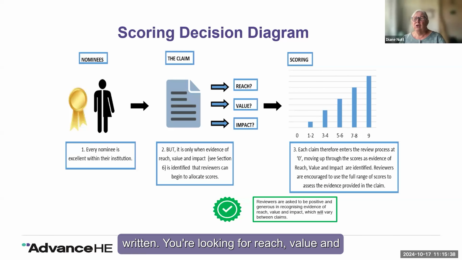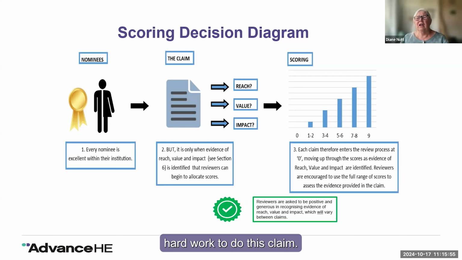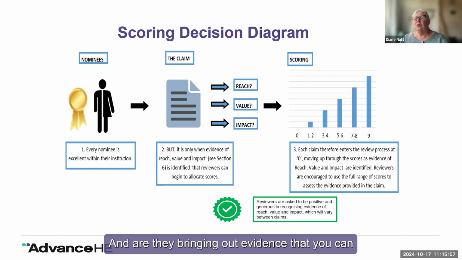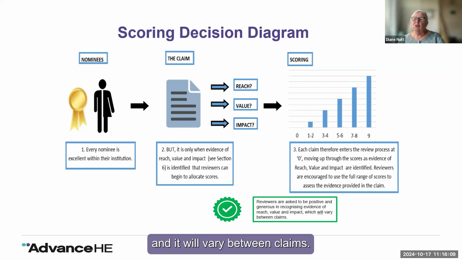You're looking for reach, value, and impact within that claim. And you're effectively starting at zero and reading that claim, building score based on the evidence that you're seeing. But you're doing that with a generous heart. You're doing that with a recognition that this is hard work to do, this claim, and are they bringing out evidence that you can reward with a higher score, and you can explore what that evidence is in the description, in the feedback that you're writing. So you're asked to be positive and generous in recognising evidence of reach, value and impact, and it will vary between claims. Next slide, Holly.